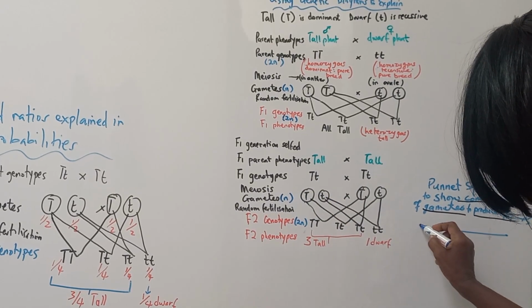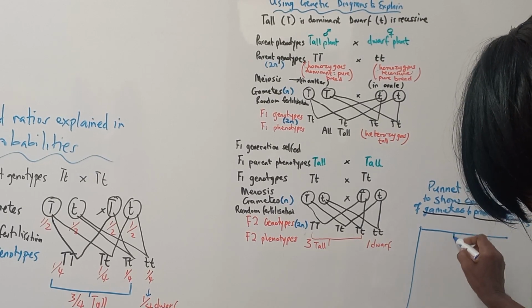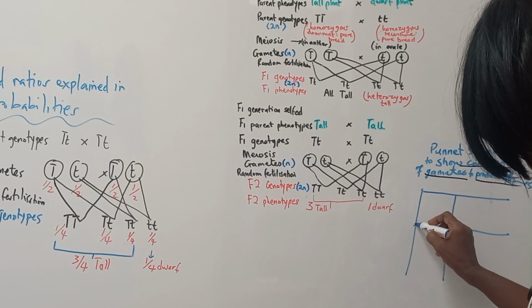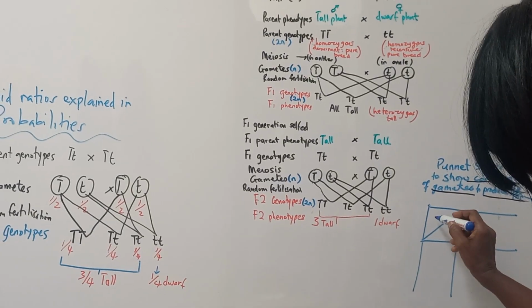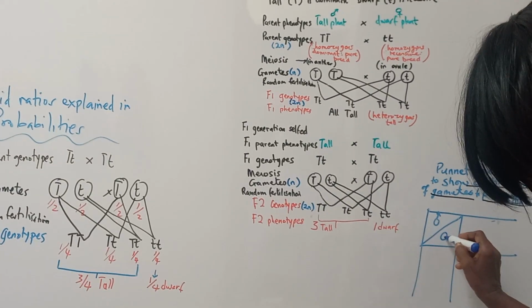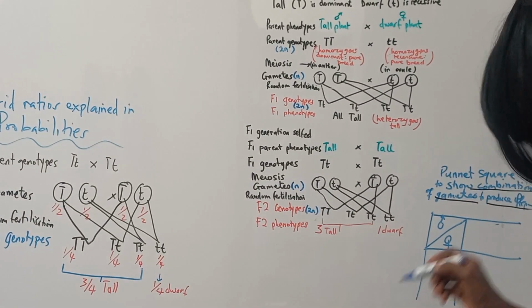What we do is to draw like this, put in this, put a cross here. We have the male gametes. They are going to be on this line. The female gametes are going to be here.